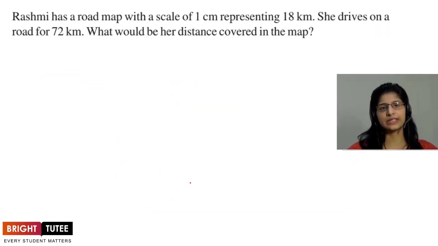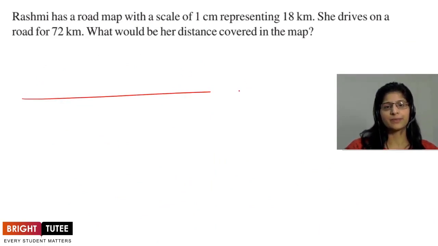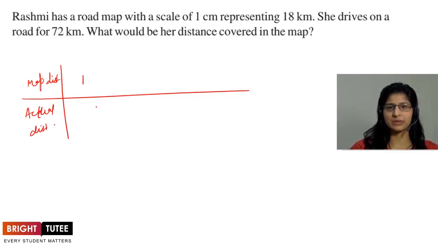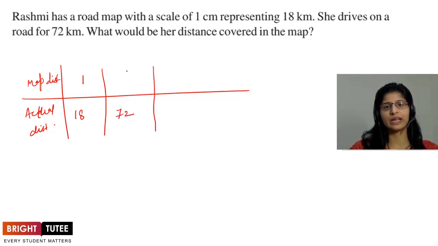Here is the next one. It says, Rashmi has a road map with a scale of 1 centimeter representing 18 kilometers. That means, so we will write it as map distance, okay, and actual distance. So on the map it shows when it is 1 centimeter, actual distance is 18 kilometers. She drives on a road of 72 kilometers. What would be her distance covered on the map? So distance is here 72 kilometers. Here they are asking what is the distance covered. So this is x for us, and this is going to be in centimeters.